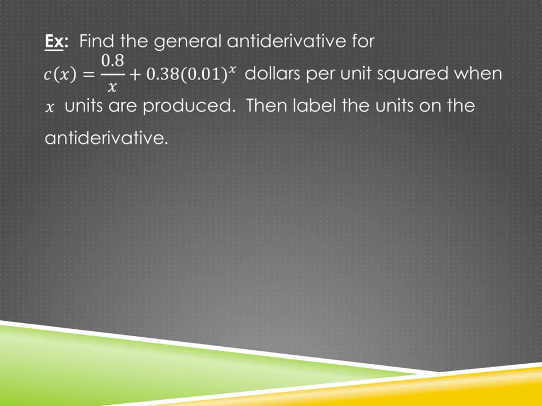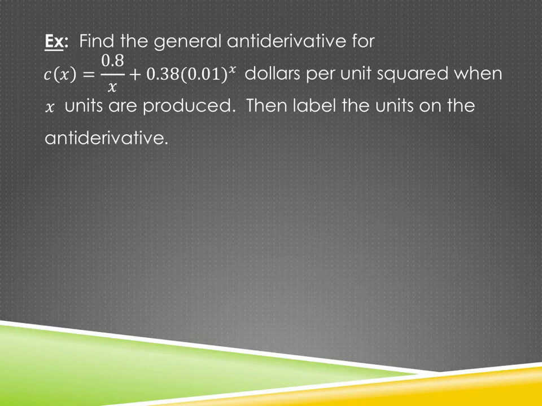So, piece by piece. Find the general antiderivative. That's what we've been finding. For this function, c of x gives you an equation. It's dollars per unit squared, where x units are produced. Then label the units on the antiderivative. Okay, so it's wanting you to find the model with units. That's what you were working on in 5.2 that nobody asked me any questions about, so it must have seemed pretty straightforward, I hope, since you weren't asking me anything.